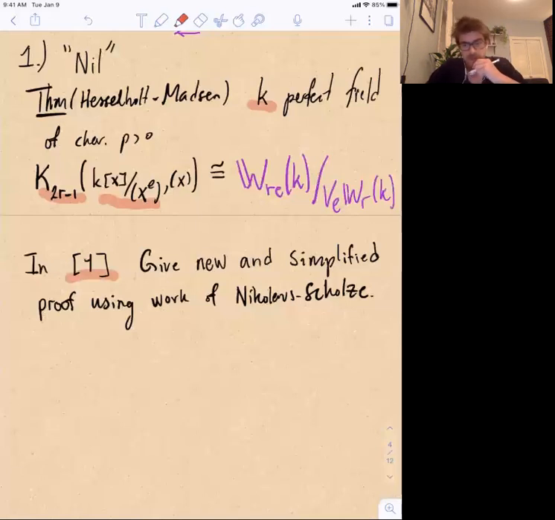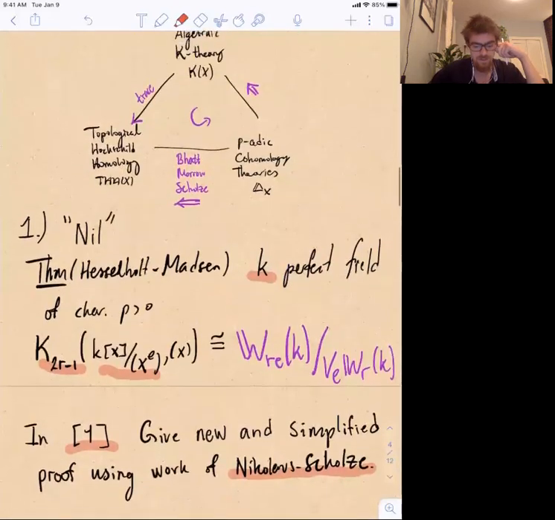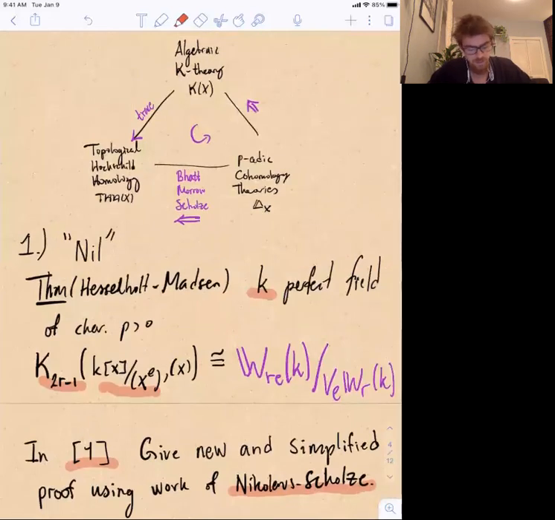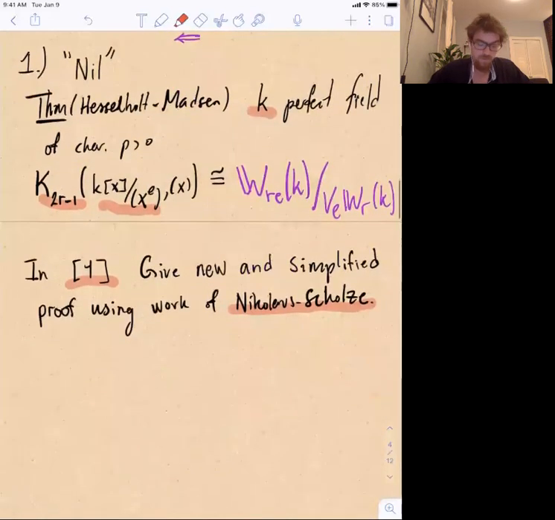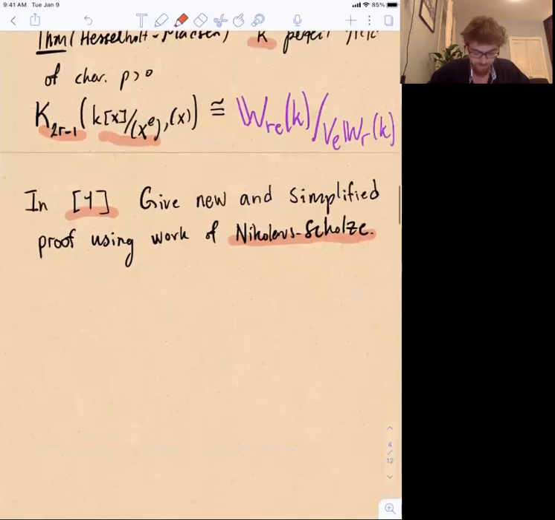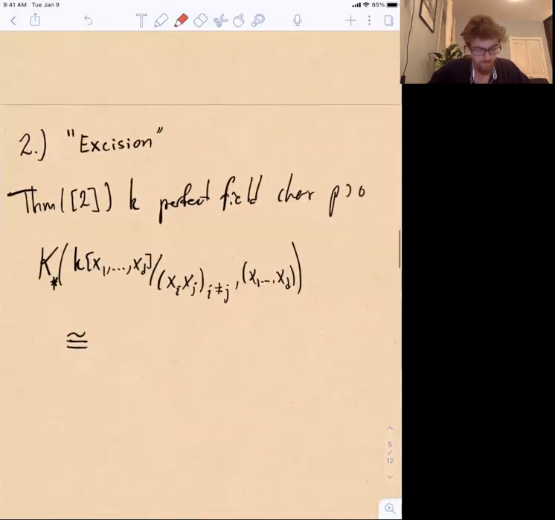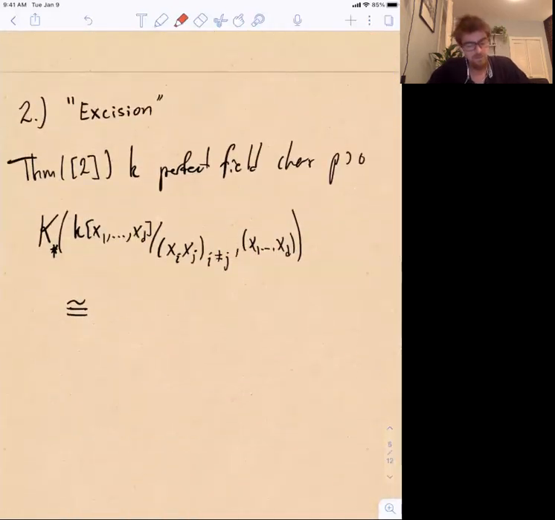And my work relies heavily on the recent work of Nicolaus and Scholze, which clarified the lower left-hand corner here, the THH side of things. So using that work, I was able to give a new proof of this result. And so in the excision type setup, I have a similar, in spirit, calculation. This is in the paper that I'll cite as 2.